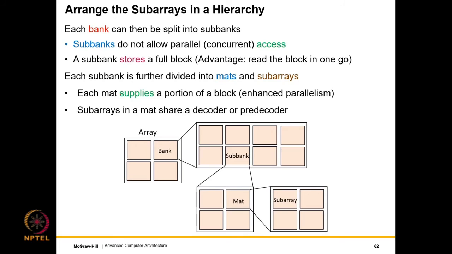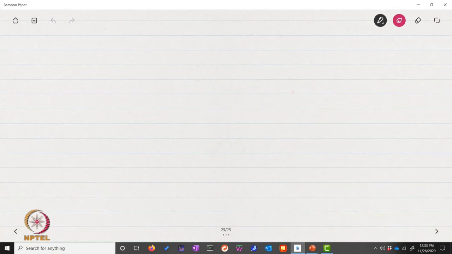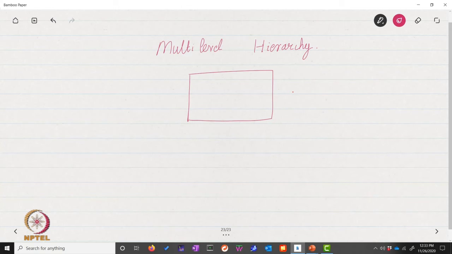Now what do we do? What we do is, here is the fun part. Let me go back to the bamboo paper software that I use, and then I will show you what exactly I intend to say in this slide. So this slide is very loaded. So now we are talking of a multi-level hierarchy. So we are talking of a single bank, and let's say we have computed NSPD, NDWL, and DPL.